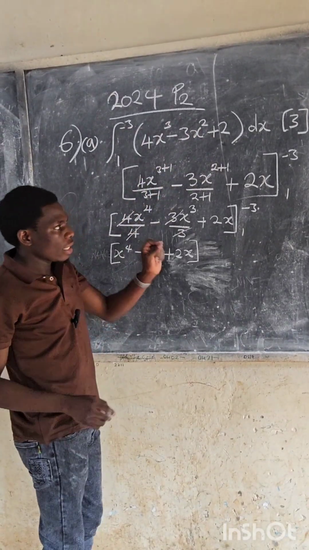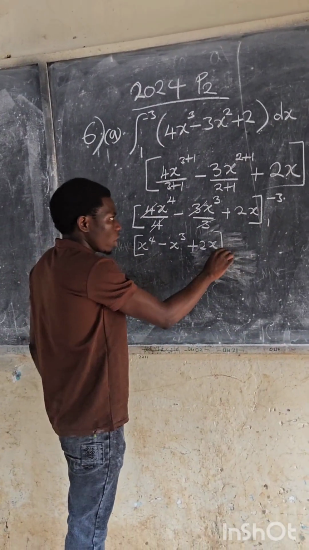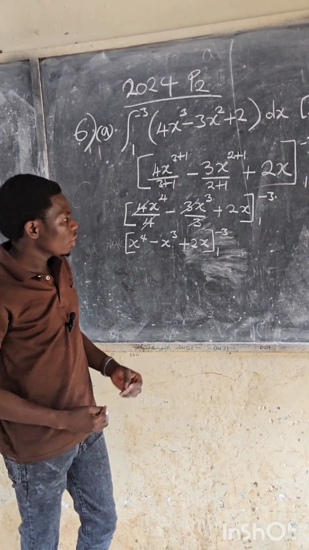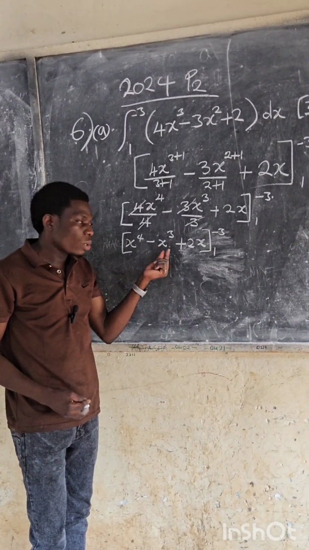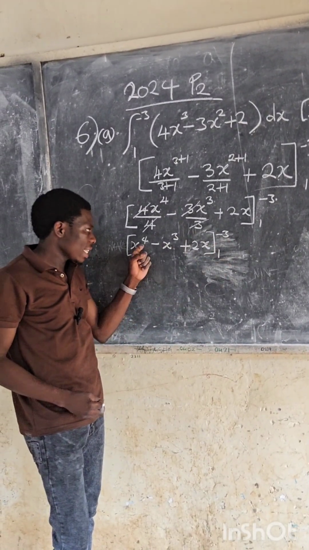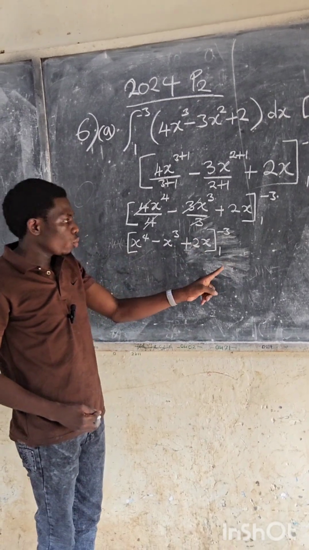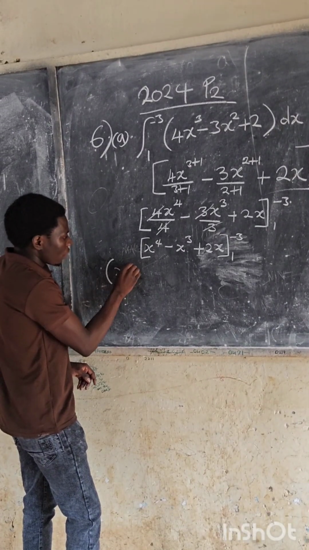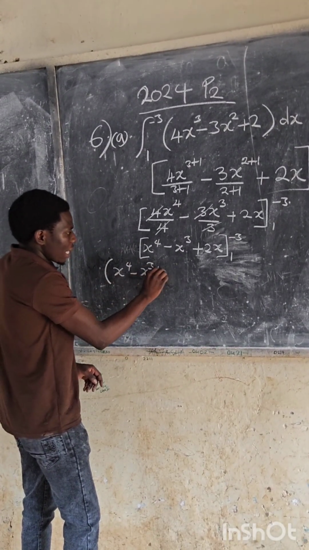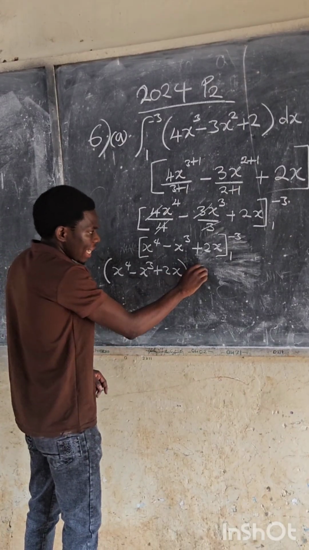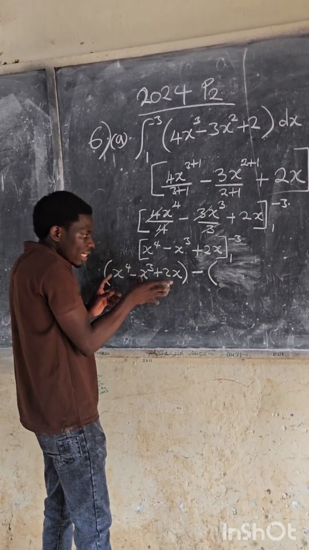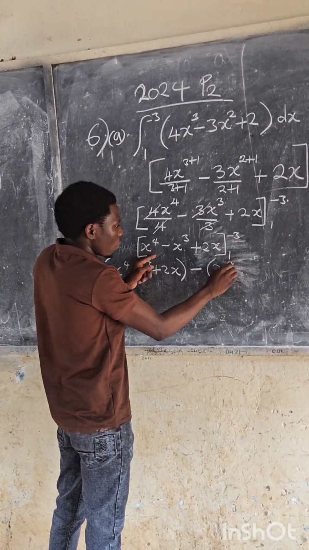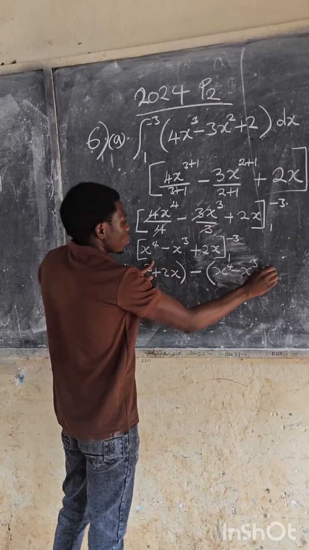Then put your limits, which are from 1 to negative 3. That means you need to create two brackets. In the first bracket, put negative 3 whenever there is x, and in the other bracket, put 1 whenever there is x. So we have x power 4 minus x to the power 3 plus 2x. Then you say minus, you create another bracket which is the same, and in the middle you put a minus. So you have x to the power 4 minus x to the power 3 plus 2x.